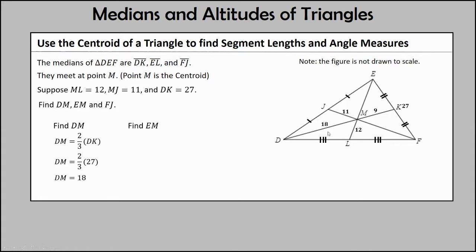How about EM? E to M. Well, E to M is twice as long as M to L. So E to M, we already knew this, was 24. How about F to J? They want the full distance across here, so make sure you do that. F to J. Well, what we know is F to M is twice as long as J to M. So I know F to M is 22. That makes F to J 11 plus 22, which is 33.